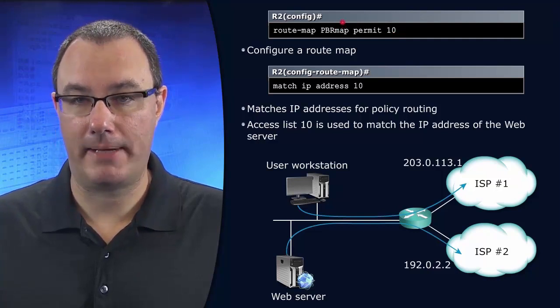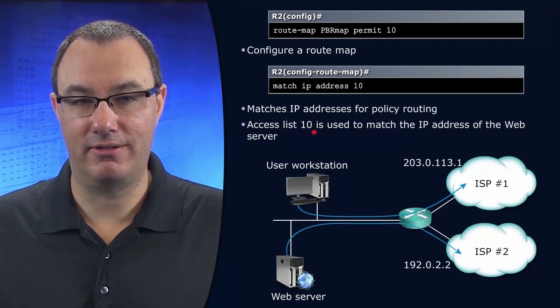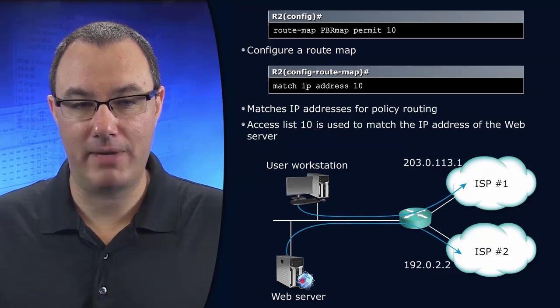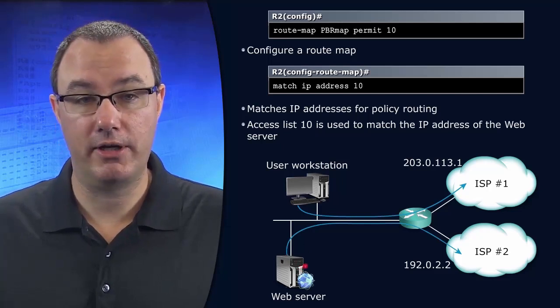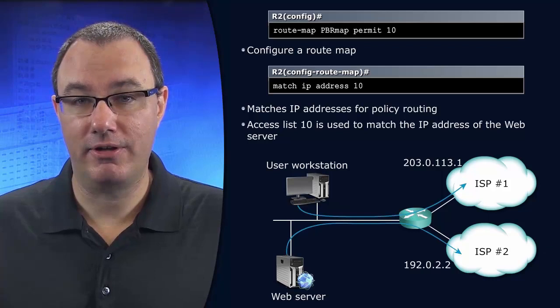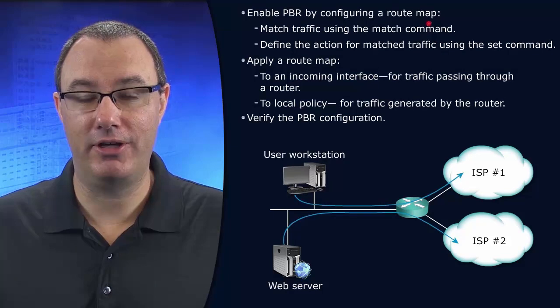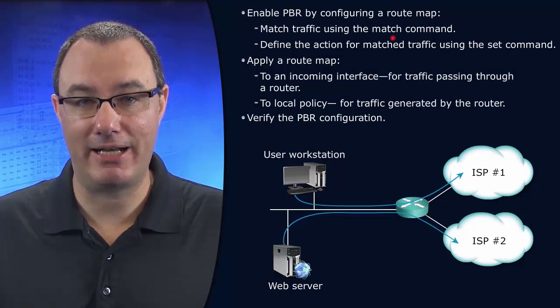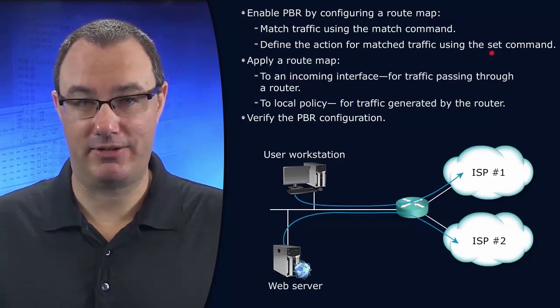for our route map. We go into that sequence and then we say match IP address 10, which is going to match access list 10. So access list 10 might match the web server. We could just maybe even have a host IP address or something more creative. It's good to have that access list built first, and then we can go and build our sequences which have match conditions. And then we follow that up with the set command.